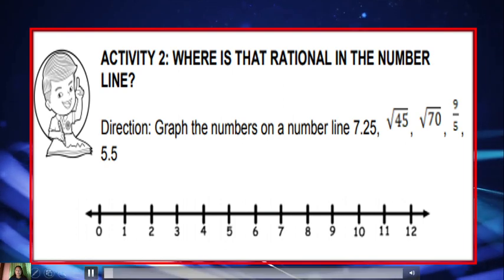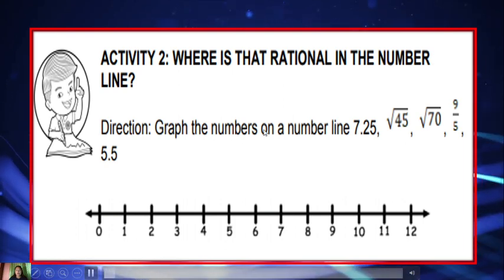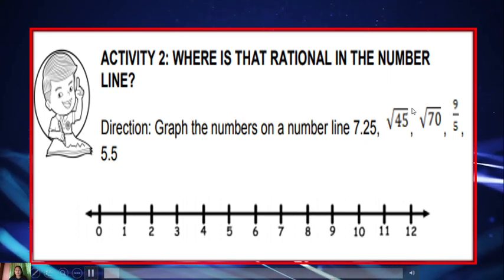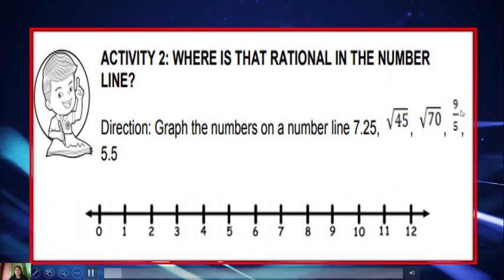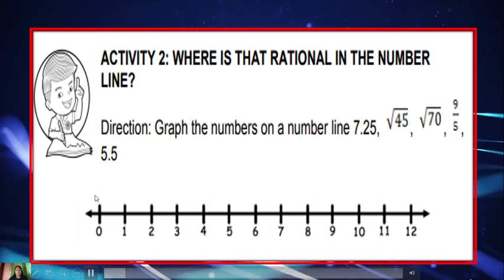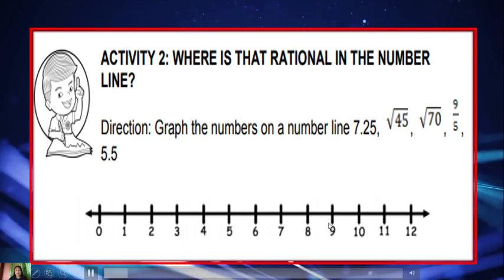Okay, for activity number 2, entitled, Where is that rational in the number line? Direction, graph the numbers on a number line: 7.25, square root of 45, square root of 70, 9 over 5, and 5.5. So, graph them on the number line.